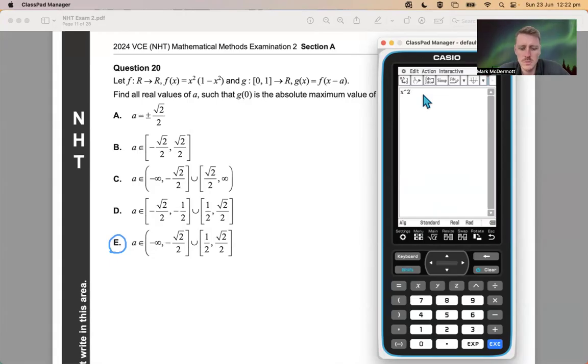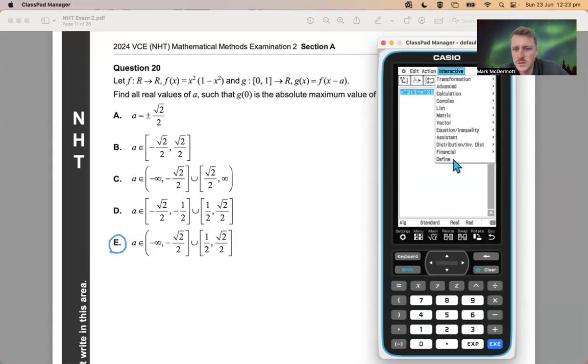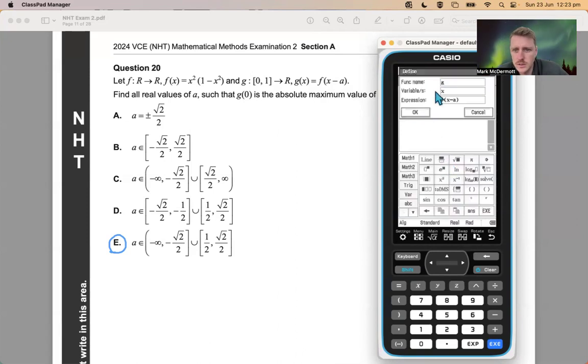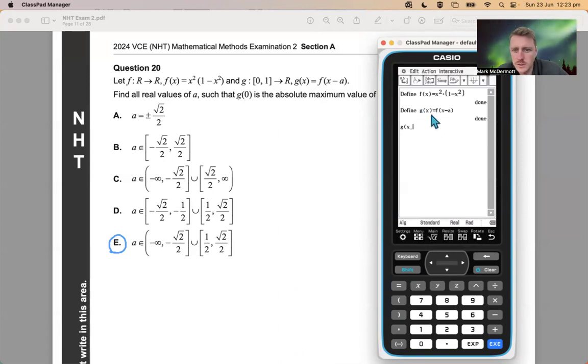Let's try all of that again. x squared by 1 minus x squared. Interactive define as f of x. Okay, you define g of x as f of x minus a. I like that. Interactive define g of x. Okay, now check if g of x is what you want it to be. Okay, that looks a bit better. Find all real values of a such that g of 0 is an absolute maximum value.